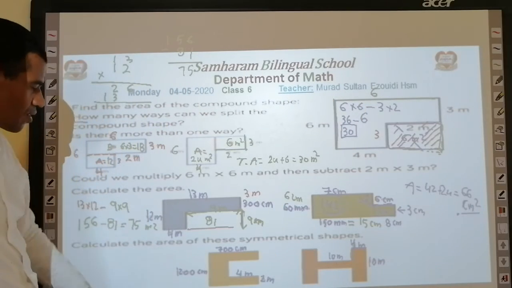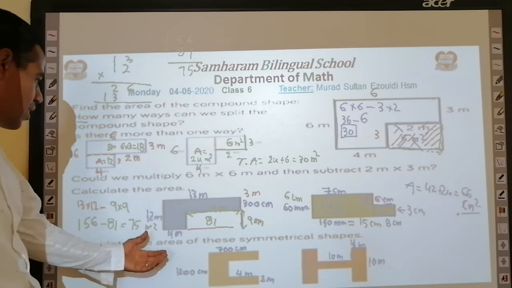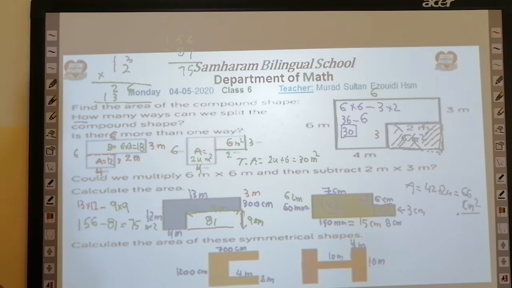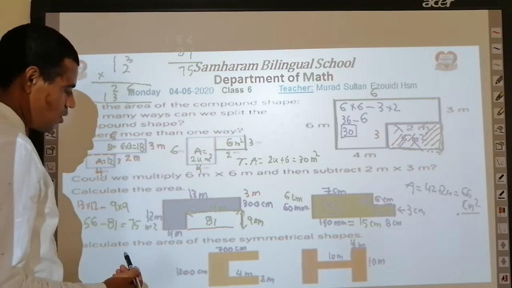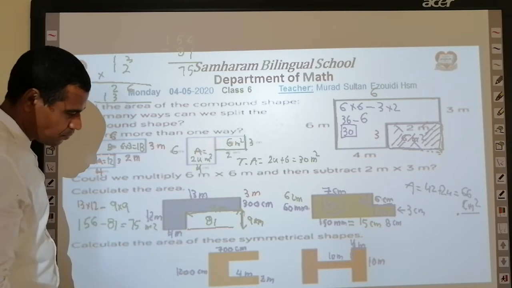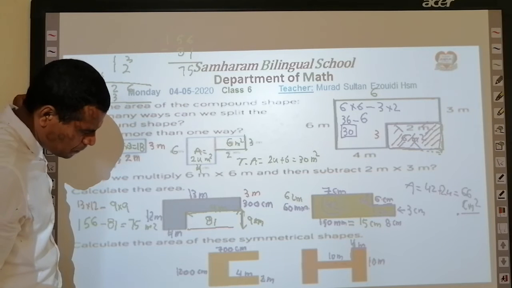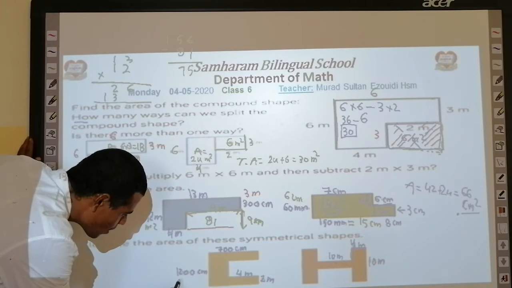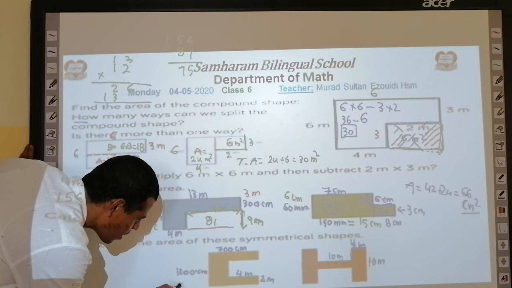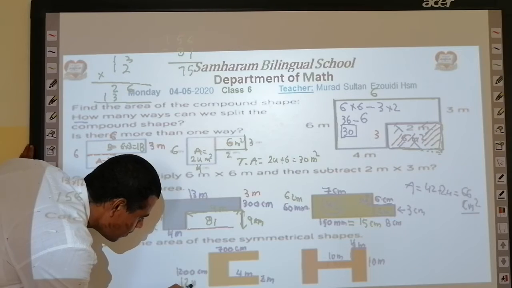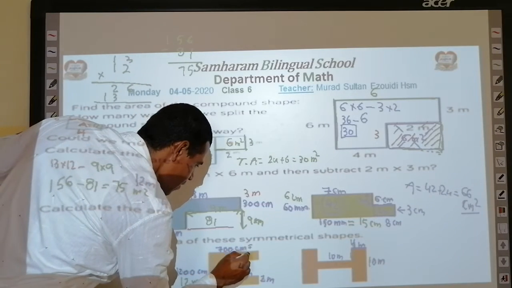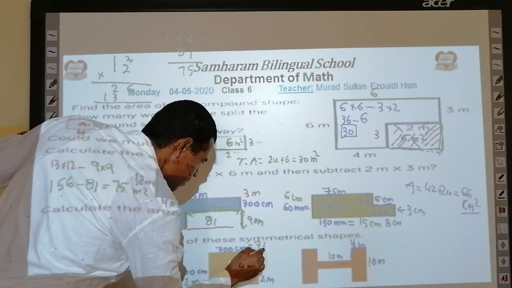The next example here is to calculate the area of this symmetrical shape. How can you find this one, my learners? You can see this is 1,200 centimeter. I will write it as 12 meter. 700 centimeter, I will write as 7 meter.